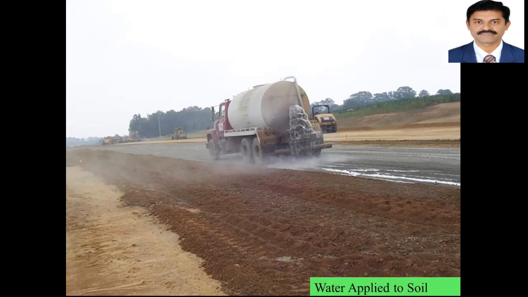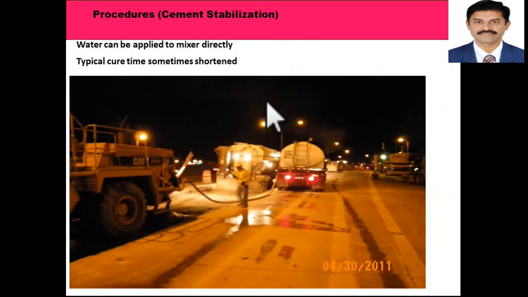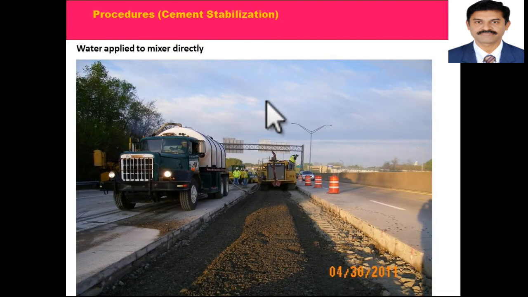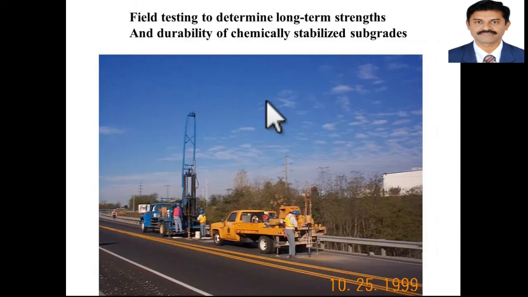And then water is sprinkled using special machinery like this one throughout the length of the construction. Here again, you can directly apply the water to the cement and then that cement slurry is sprinkled. That is also possible. This is another picture showing the water applied to the mixture directly.